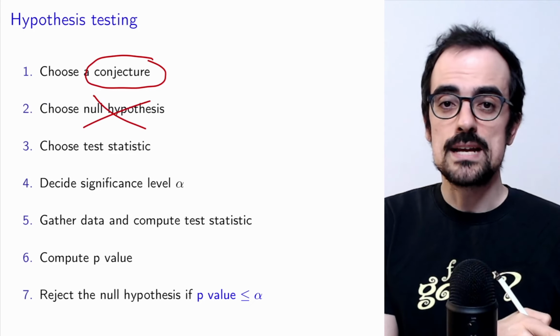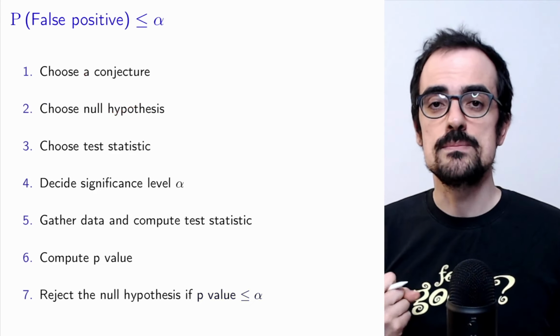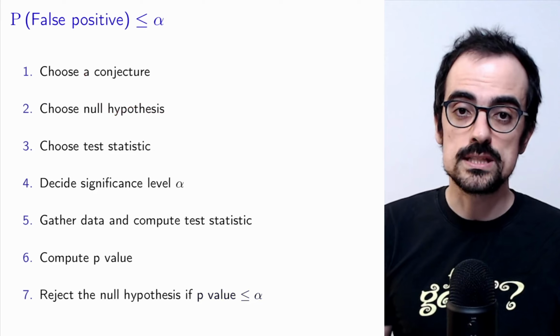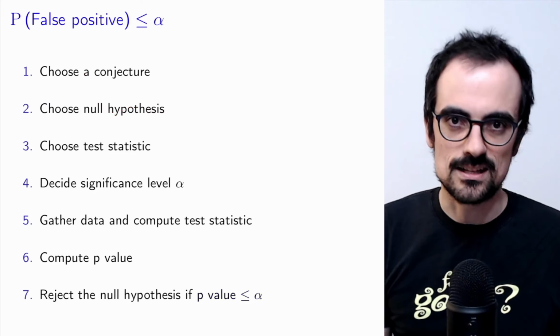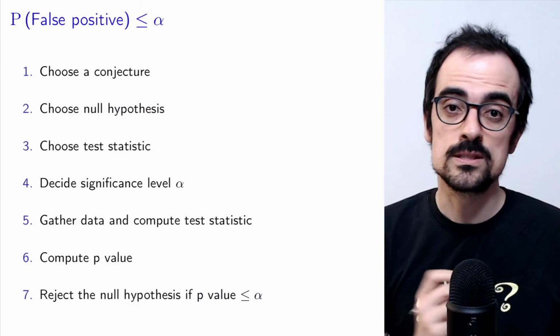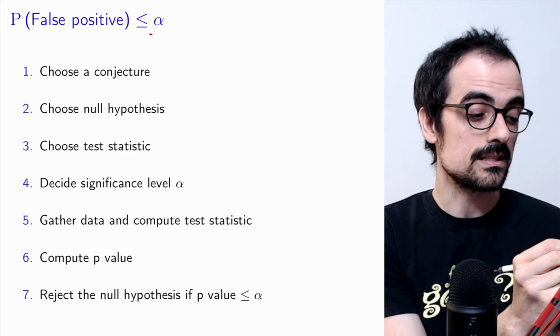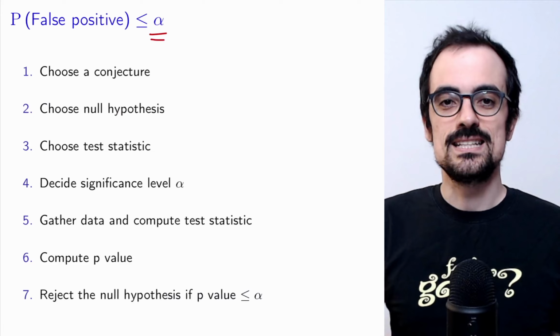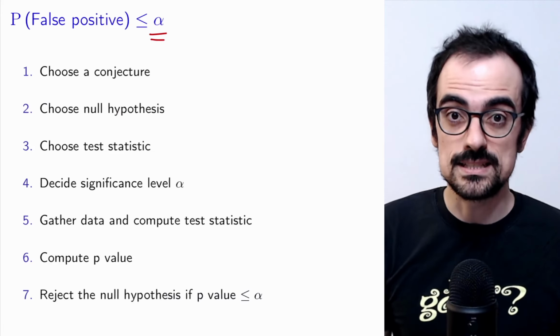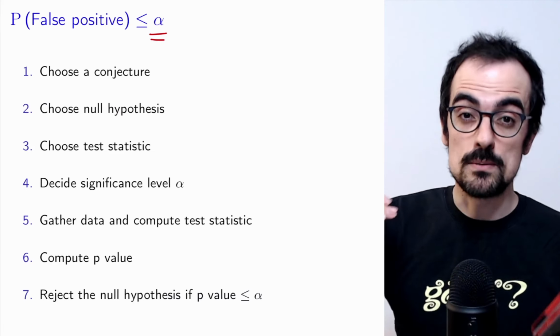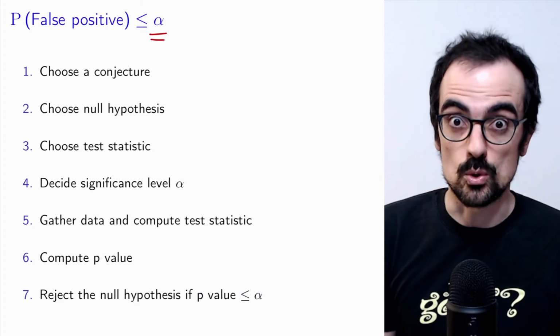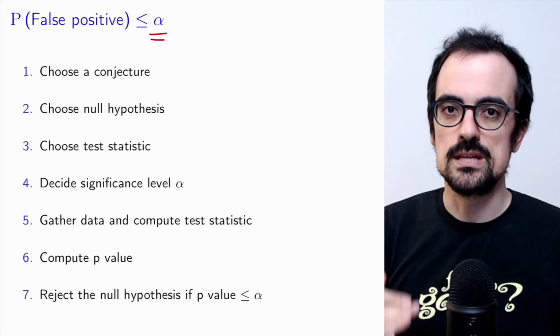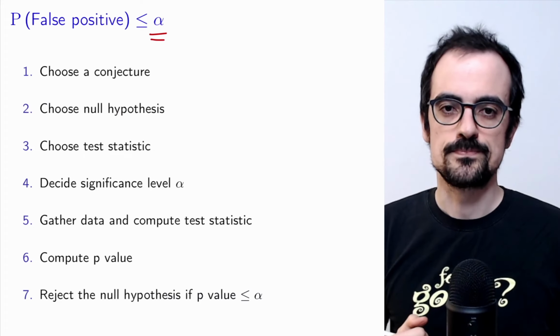If we carry out all of these steps, we have seen in a previous video that the probability of a false positive, which means that we reject the null hypothesis but it actually holds, is bounded by the significance level alpha. For example, 5% if that's what we chose. The whole framework of hypothesis testing is set up so that the probability of a false positive is controlled. It's bounded by this predefined significance level.